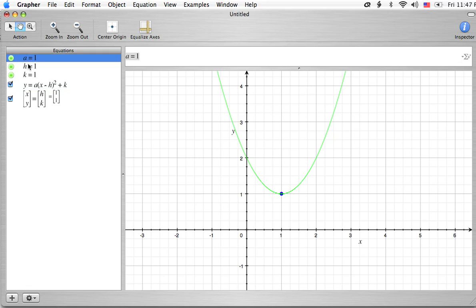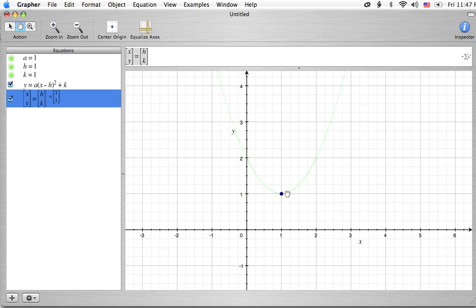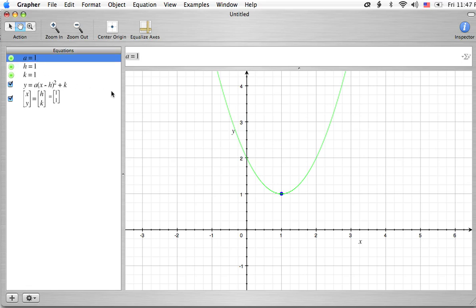Our parameters are, of course, a, h, and k, and right now I've just set them all to 1. By the way, we've also got our vertex point highlighted here, and it's not going to change because h and k are both set to 1, so nothing should happen with that particular point. Let's go see what happens here.